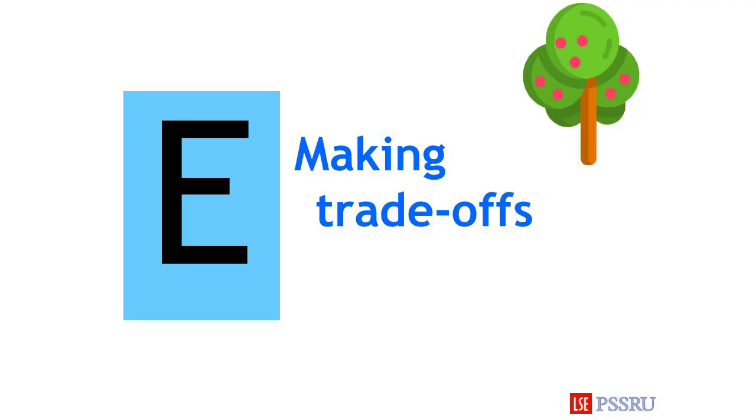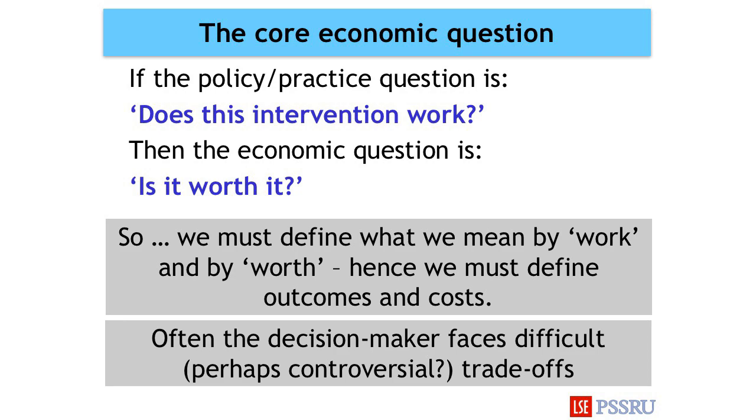Okay, now on to making trade-offs, which is that fifth building block in economic evaluation. The core question now is, if the answer to that first policy or practice question, does this intervention work, that is, is it effective by reference to either natural measures or QALYs or well-being or some monetary measure? Is it effective in that way? If there's a suggestion that it's effective, it doesn't necessarily have to be, but it looks like it's worth getting into the next bit of the evaluation.